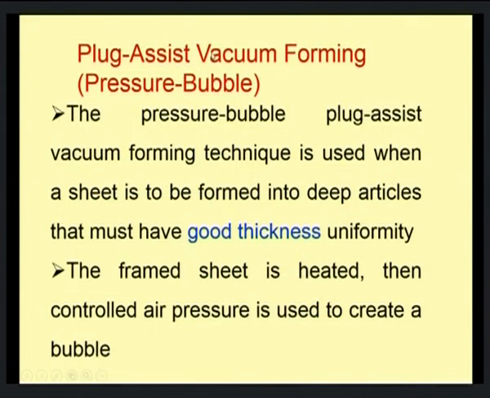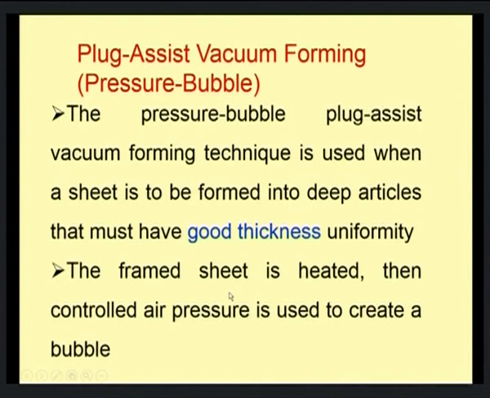The other variation of plug assist vacuum forming is that instead of a plug, a pressure bubble is formed. This is also called billow forming, billow vacuum forming. The pressure bubble plug assist vacuum forming technique is used when a sheet is to be formed into deep parts, and at the same time it should have good uniform thickness. In such cases, we go for pressure bubble plug assist vacuum forming, also called billow forming.